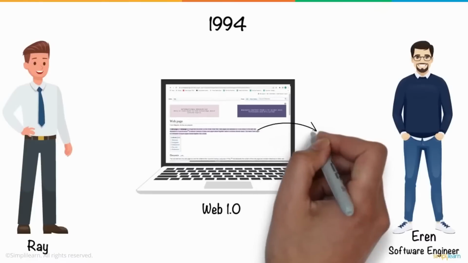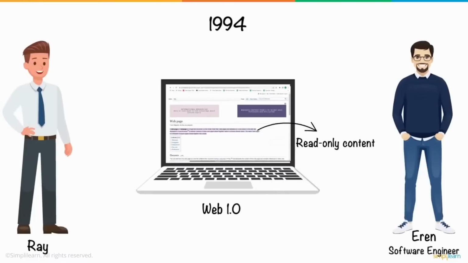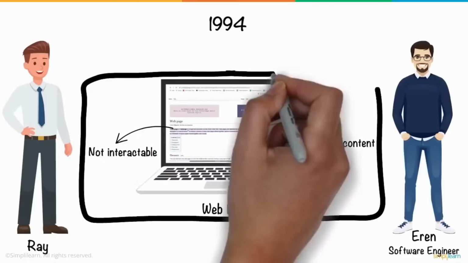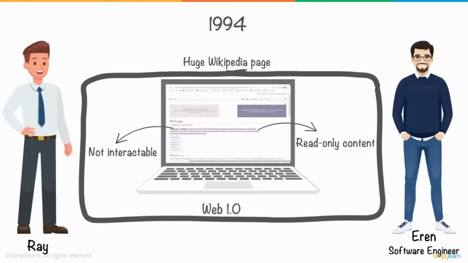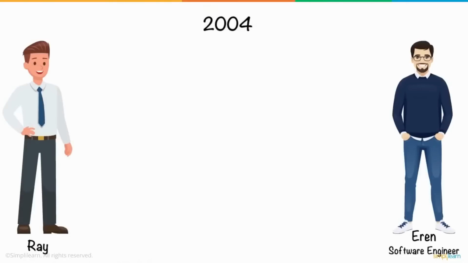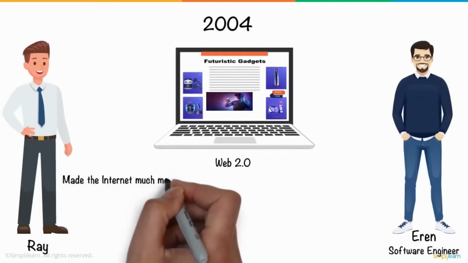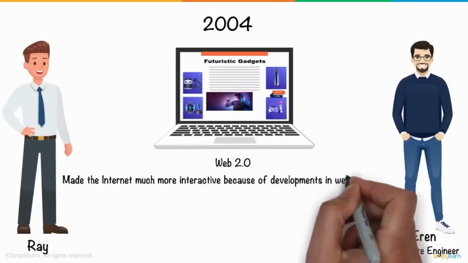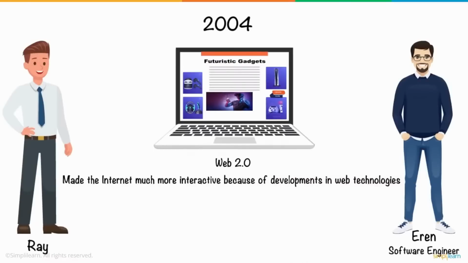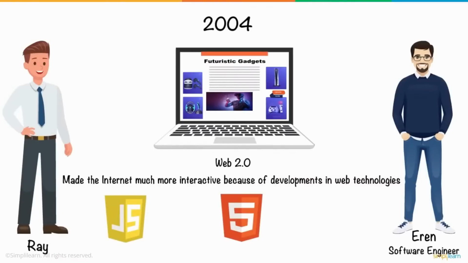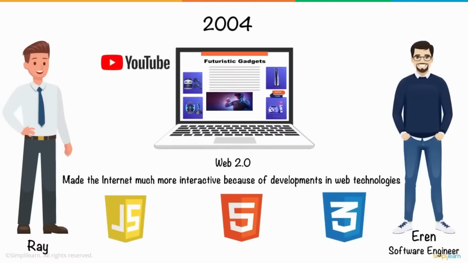Basically, Web 1.0 was all read-only content that was not interactable and was similar to a huge Wikipedia page. But after a few years, in 2004, Web 2.0 came into the picture. Web 2.0 made the internet much more interactive because of developments in web technologies such as JavaScript, HTML5, CSS3, and others, which allowed companies to create interactive web platforms like YouTube, Facebook, Wikipedia, and many more.